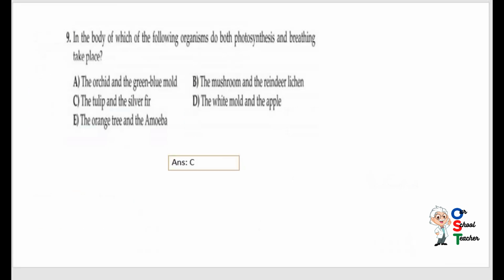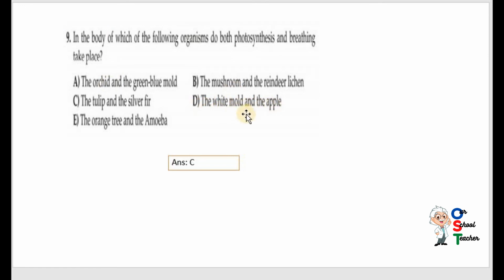Okay. Now question number 9. In the body of which of the following organisms do both photosynthesis and breathing take place? First of all, you have to check which one is a plant. First of all, the orchid and green blue mold. Green blue mold is not a plant, it's a fungus. So option A is incorrect. B, mushroom. Mushroom is a fungus, it is incorrect. The tulip and the silver fir, yes, both are plants. So C is correct.